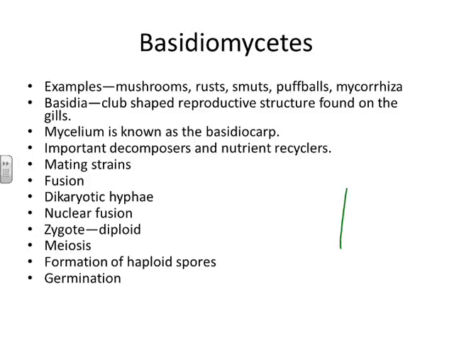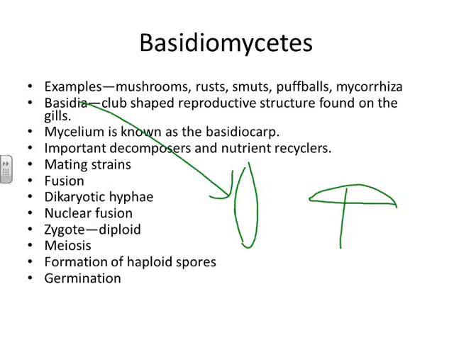Now, a mushroom's got a cap, that umbrella-like thing on top, what we call the cap. Underneath the cap, you ever looked underneath the cap of a mushroom? What does it look like? It looks like little folds of tissue paper. Those are the gills. On those gills are little club-shaped structures, basidia. Those club-shaped basidia are the structures that make the spores. But they're on those little gills underneath the cap of the mushroom.